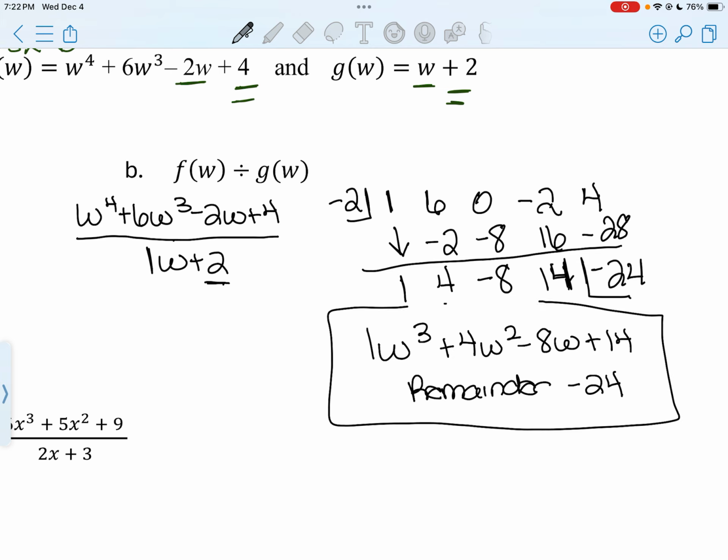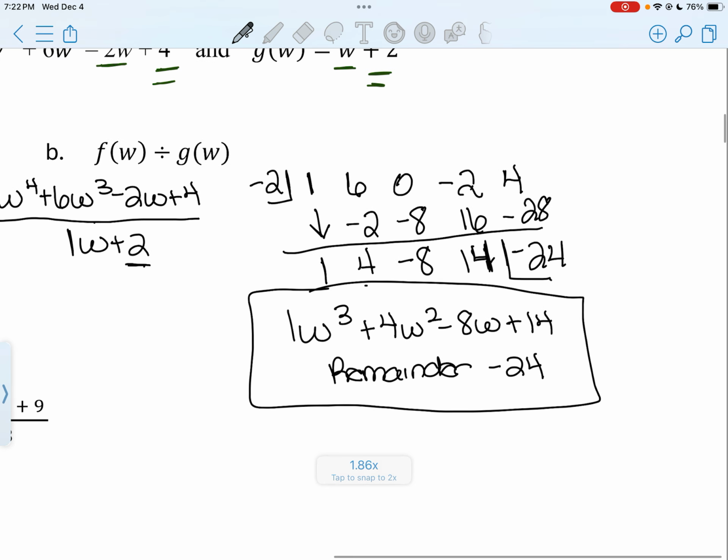So that's one way to write it. Another way you might see it written is with your remainder as a negative 24 over w plus 2. That's another way you might see it written.